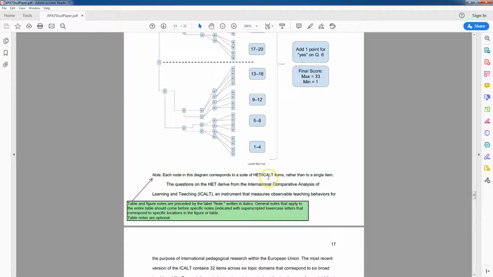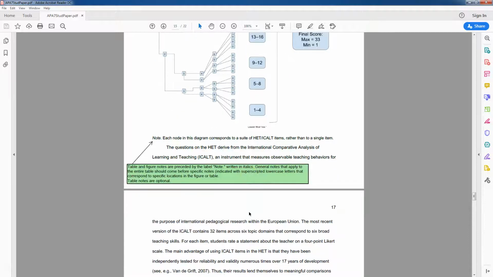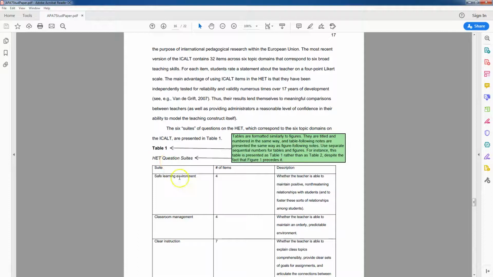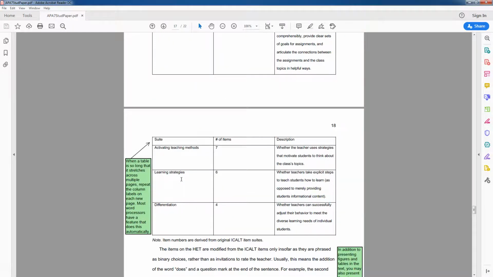You'll notice that there's a note here. The table and figure notes are preceded by the word Note, period, written in italics, and apply to the entire table, and should come from specific notes indicated with superscripted lowercase letters that correspond to specific locations of the table. Of course, find this paper by Googling APA 7th edition Purdue OWL sample paper, just like I did.